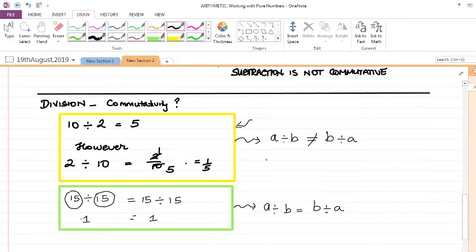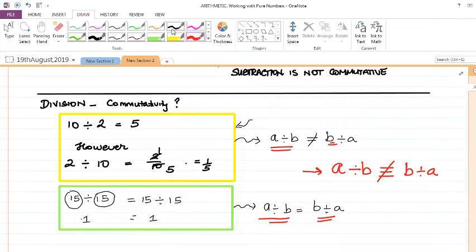Once you can get one example where A divided by B is not equal to B divided by A, I can conclude from this, let me put it in red, that A divided by B will not always be equal to B divided by A. I have a case where it's equal here, but in most cases it's not going to be equal, so we conclude with this statement. And that is interpreted as saying that division is not commutative.